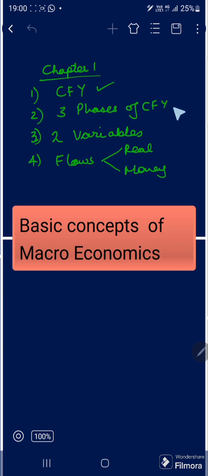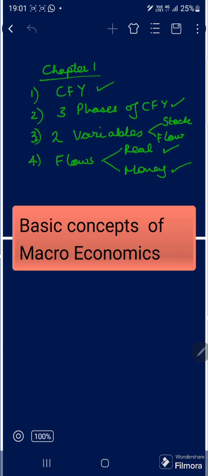Then we went on to discuss the 3 phases in the circular flow of income, constituting the generation phase, distribution phase, and disposition phase. We understood the concept of 2 variables in economics: one is the stock variable and the second one is the flow variable. Then we discussed the 2 kinds of flows which take place in a 2-sector model, comprising the firms and households, that is the real flow and money flow.